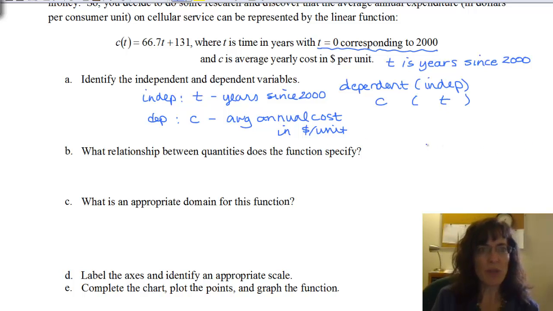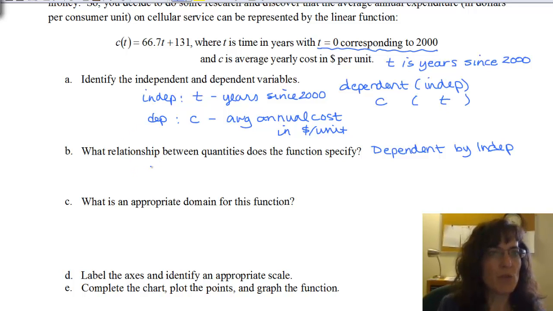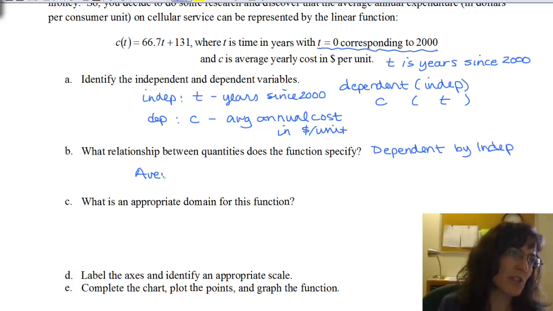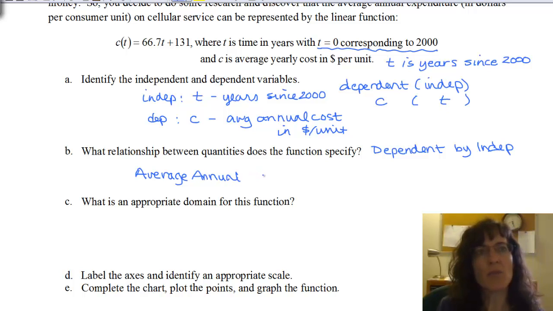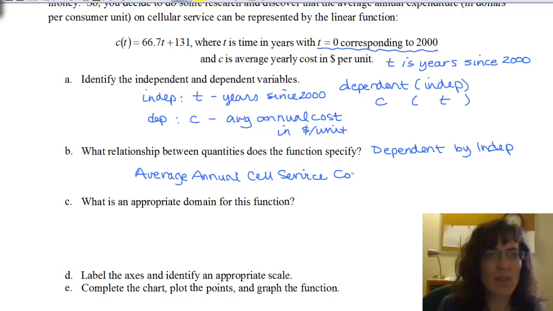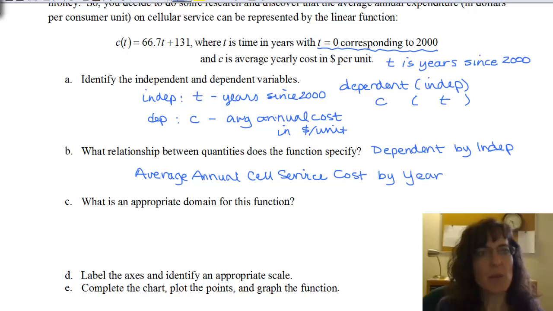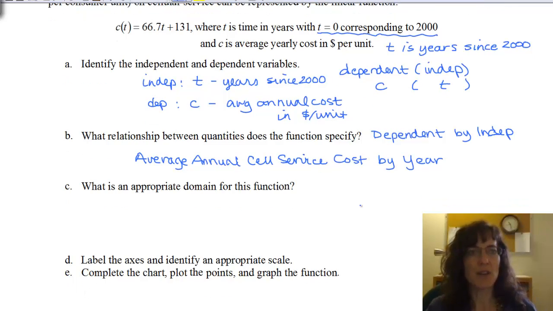So then the relationship between the quantities, we're going to say dependent by independent. And then dependent, remember that's the cost, so average annual. And what are we talking about the cost of? This was cellular service. And then by year. Because the independent variable is the year since 2000, we don't have to put the units in the title. They do have to go on the sides of the graph though.